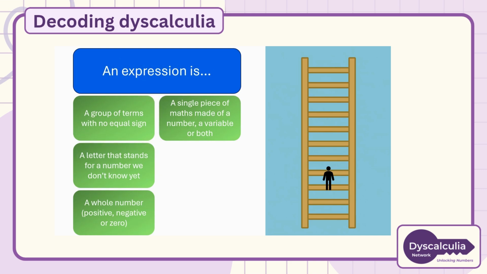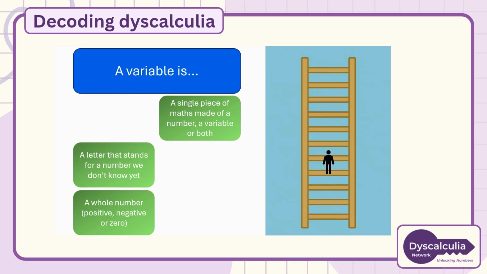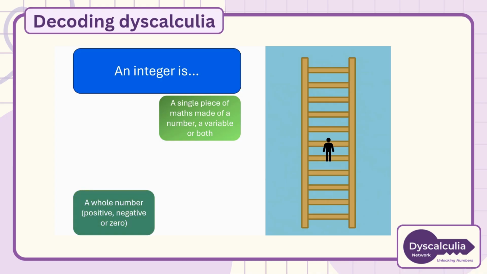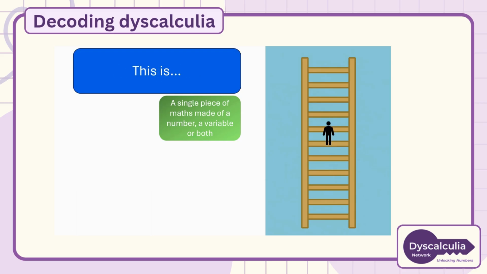We would continue this game with other keywords like expression, a group of terms with no equal sign, a variable, a letter that stands for a number we don't yet know, an integer, a whole number, positive, negative or zero, and finally we're left with a single piece of maths made up of a number, a variable or both. This is a... Pause the video and have a think about it. Did you get term? Move up one rung on the ladder.